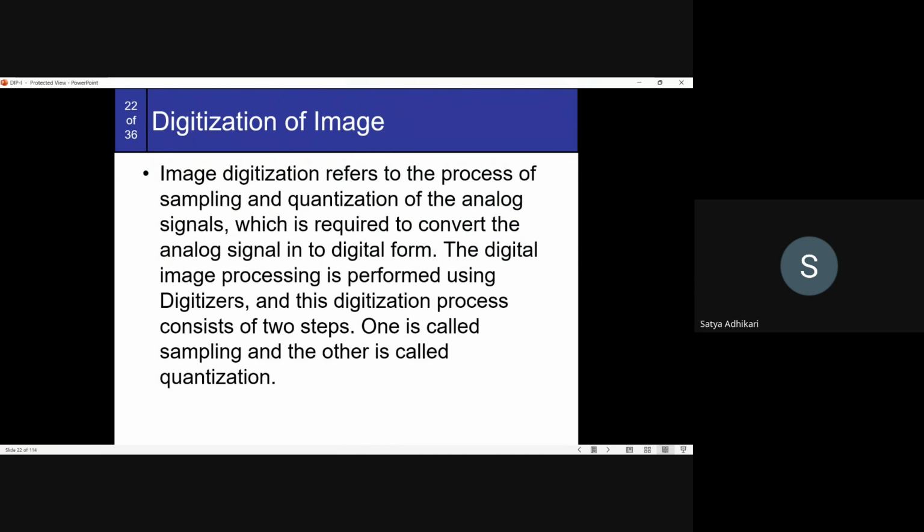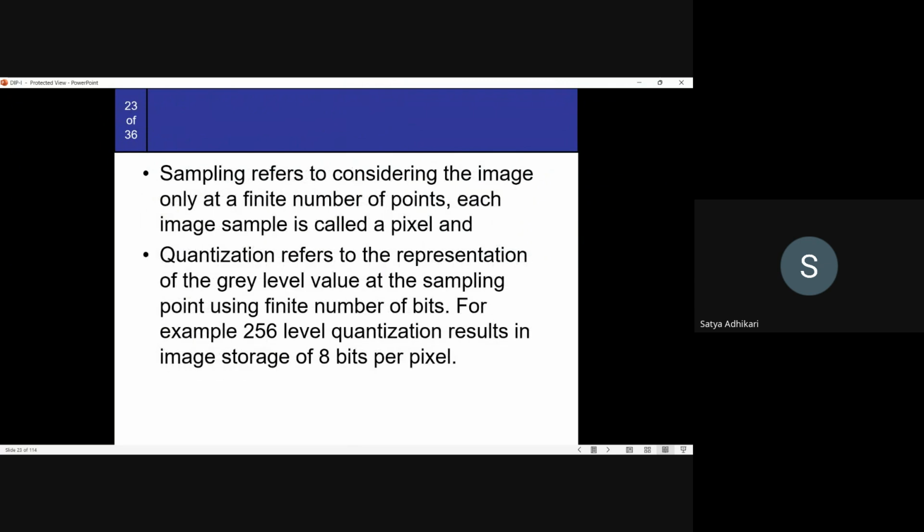So when you take a picture and convert it to a digital image, we need two processes: one is sampling, another is quantization. The digital image processing is performed using a digitalizer, and the digitalization process consists of two steps. Let us discuss what sampling and quantization are, because these two processes are important for converting an analog input to a digital image. Sampling refers to considering the image only at a finite number of points.